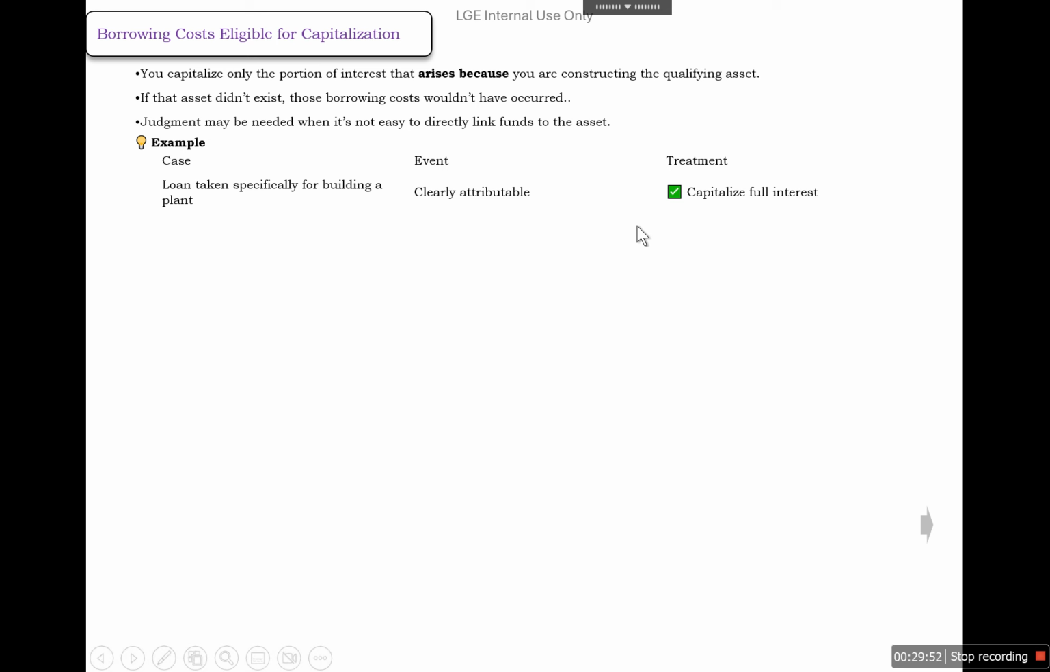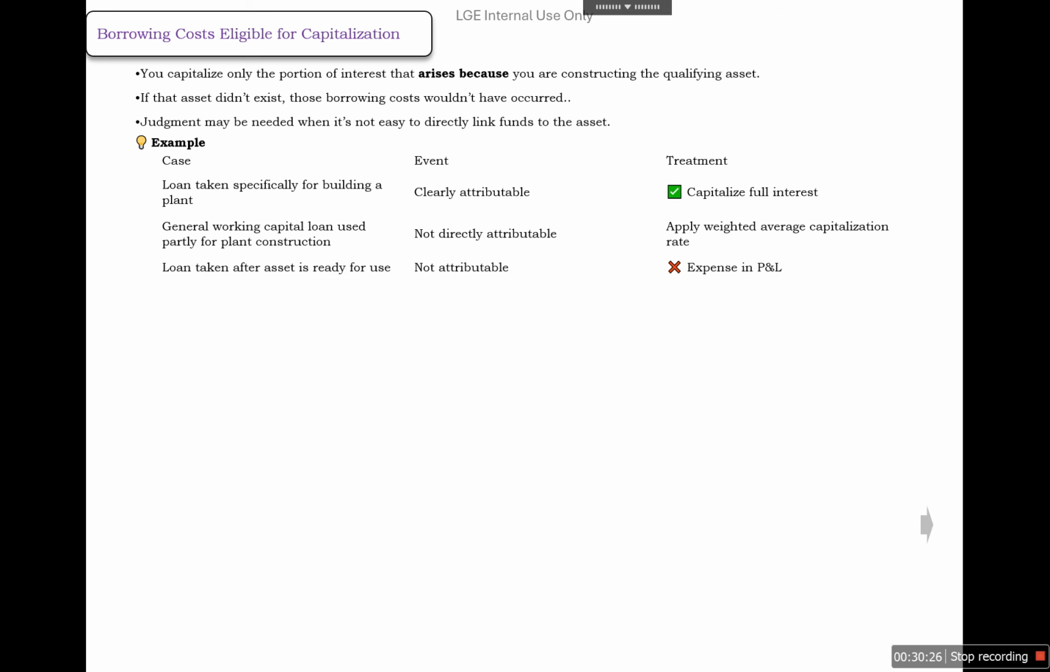However, if there are different types of loans, and no specific loan is taken for the construction of the building, but the construction is funded from a pool of the borrowings that we have taken, in that case we need to apply the weighted average capitalization rate for the purpose of the capitalization. So in case of general borrowings, those are not directly attributable. We need to apply the weighted average capitalization rate.